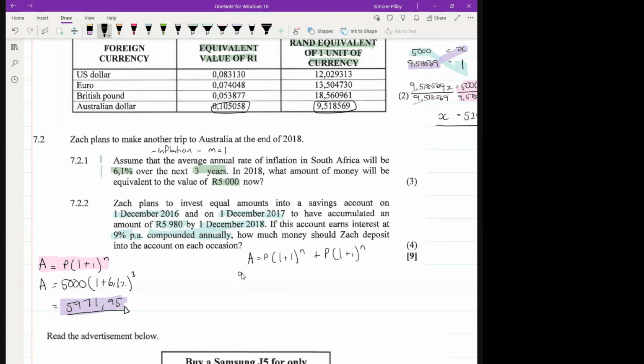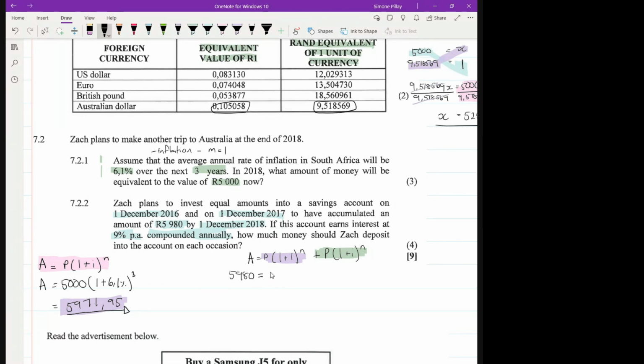5,980. So I'm going to say that this 5,980 is going to be my future value. And remember, this future value is supposed to be the sum of investment number 1 plus investment number 2. Okay? So if you're confused about why I added this P1 plus i again, it's because I had two investments. I'm trying to create one equation so that I can solve for my unknown.